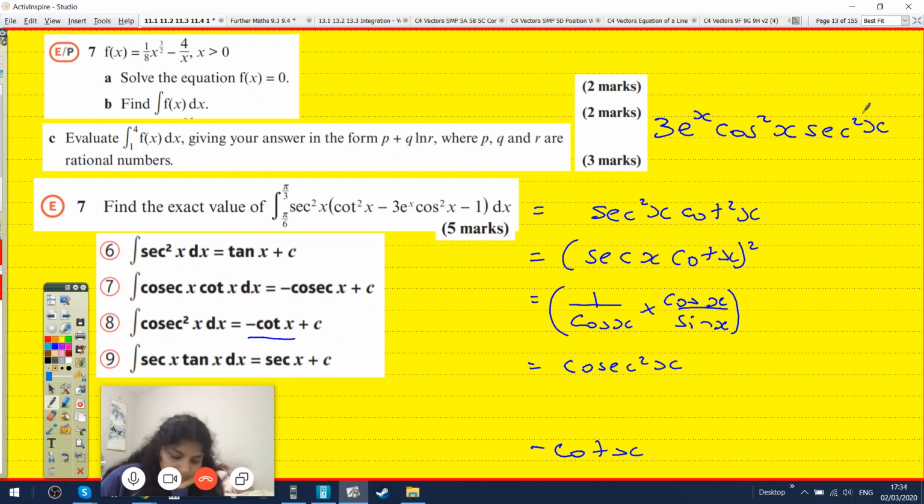What is sec squared x? Oh, it's not cot. It's cos. I read it wrong. Yay. So the cos squared x and 1 over sec squared x would just cancel out. So you just have 3e to the x. And then the last one is just minus sec squared x, so minus tan x.